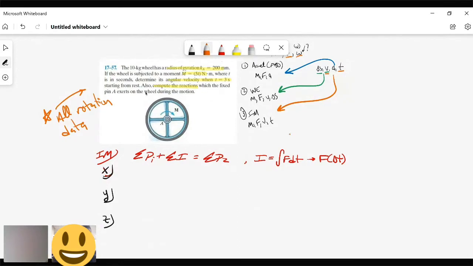Since it's all rotation data, I'm not going to consider the X and Y axis right now. I'm just going to go straight to the Z axis, because that's where all my data was given to me. Make some sense? Yep. All right.